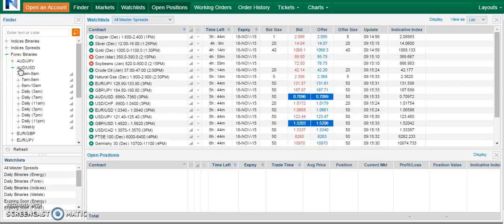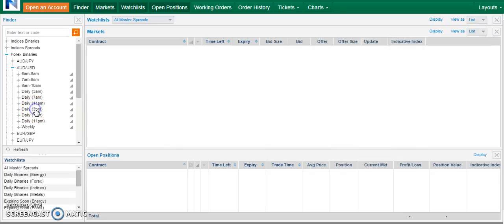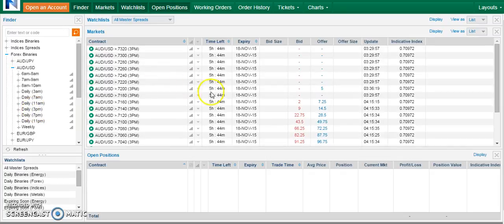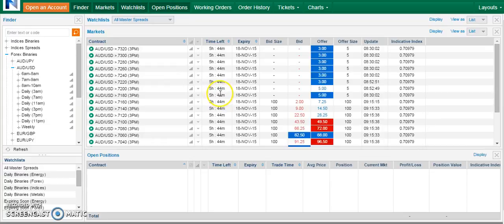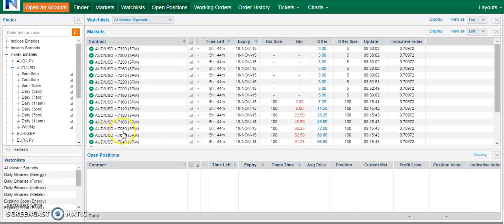We can look at the Aussie US right now, the 3 p.m. trade. There's 5 hours and 44 minutes left. I'm looking at the 70-80 here. Actually, the 70, let's look at the 70-60. It's trading for 82.50. Now, on the bid column, this is where you sell contracts. They're red in the bid column. In the offer column, this is where you buy contracts.